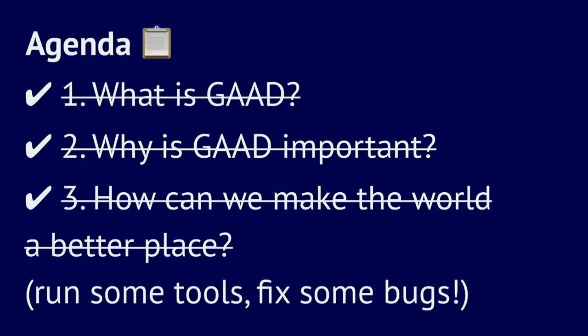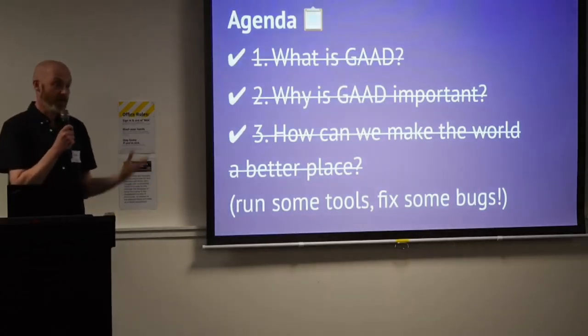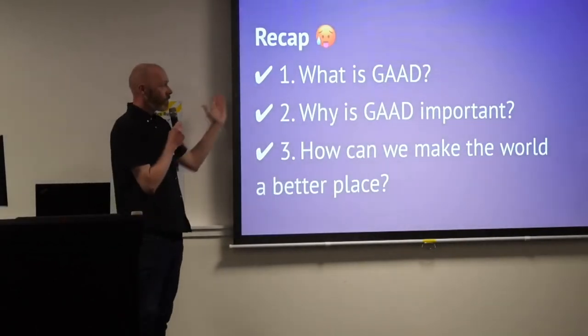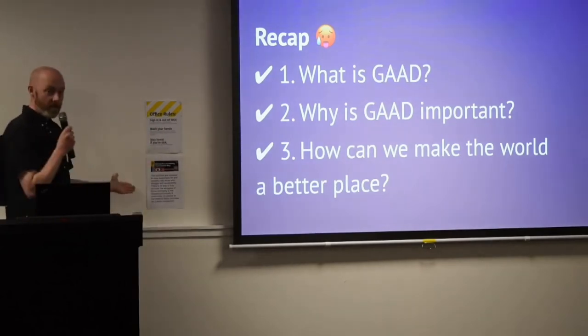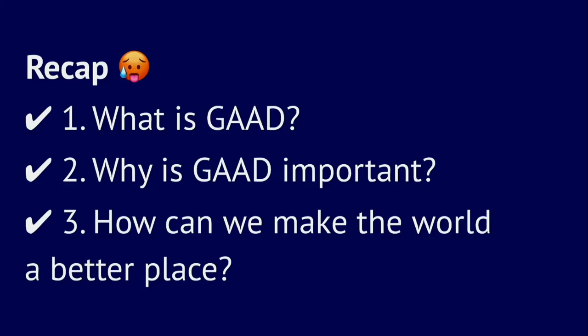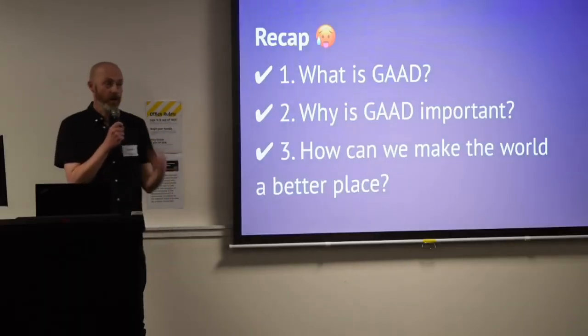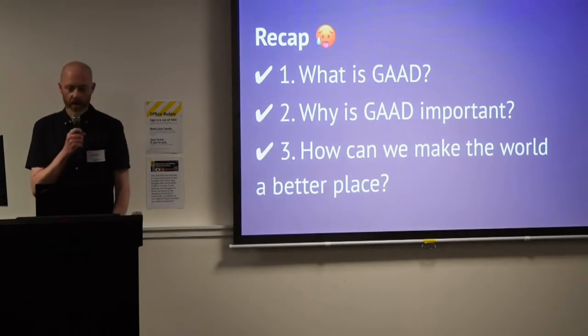Okay, so that was number three. How can we make the world a better place by being a hippie? The answer was by running some tools and fixing some bugs, like the rest of our jobs. A quick recap. We talked about what is GAAD, Global Accessibility Awareness Day. Why is it important? Because lots of people have disabilities and lots of websites have problems, including ours, including mine, including yours, probably a little bit, not judging. And how can we make the world a better place? Run a couple of tools, they're browser extensions, quick to install, quick to run, and lots of them give you hints about how to fix stuff, or rankings like critical error or moderate error.